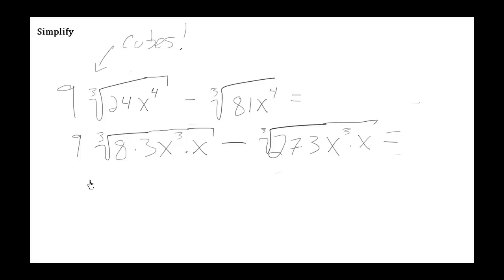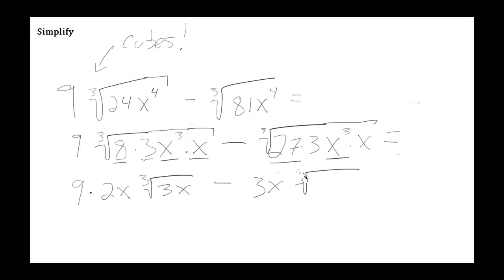Equals. This is 9 times the cube root of 8, which is 2, and the cube root of x cubed is x. And then what's left in there? The 3 and the x. Minus the cube root of 27 is 3, and the cube root of x cubed is x. Don't lose that 3. Cube root of what's left in there, the 3x. And now what do you know? We have like terms.